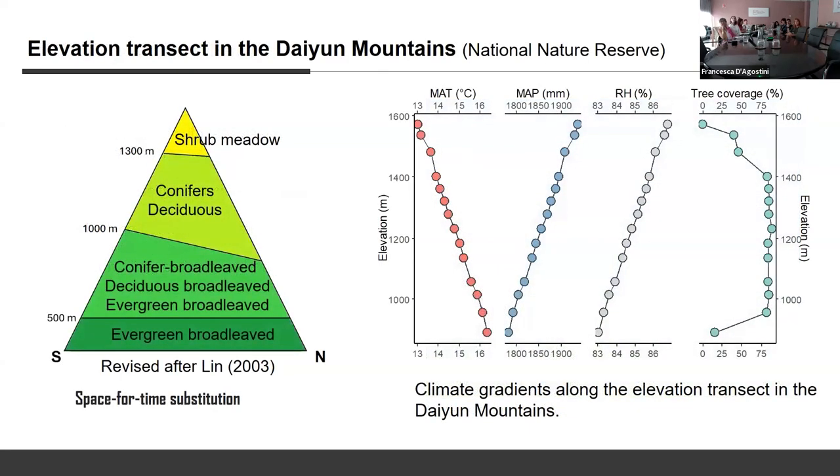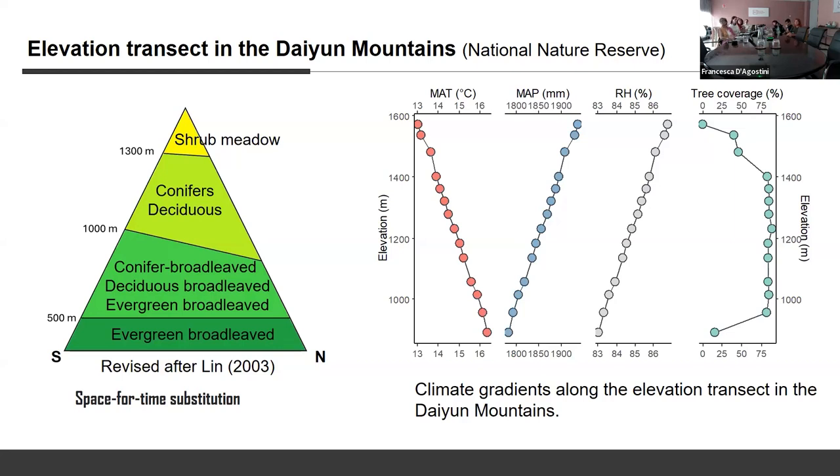Because we didn't get a huge amount of money, we focused on a mountainous area where we can sample the plants, because we can use space for time substitution. Along the elevation increase, the vegetation changes from evergreen and conifer-broadleaf mixed, to conifer, and to a shrub meadow. So we can see different vegetation change over a very small distance, and we can collect our samples along this kind of transect.